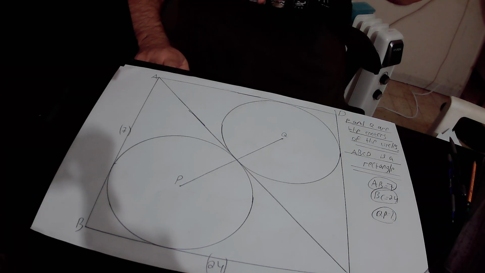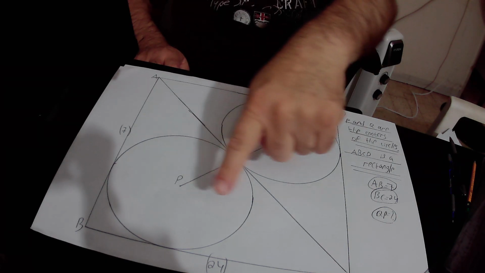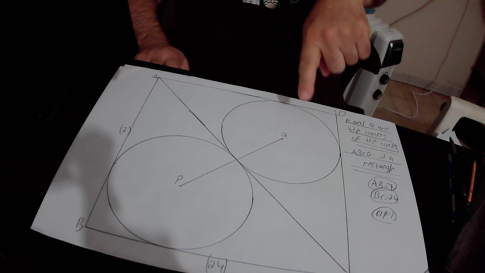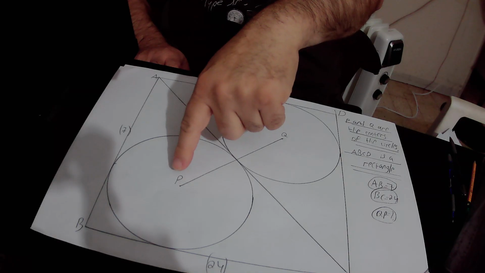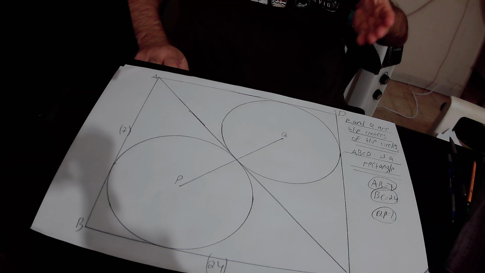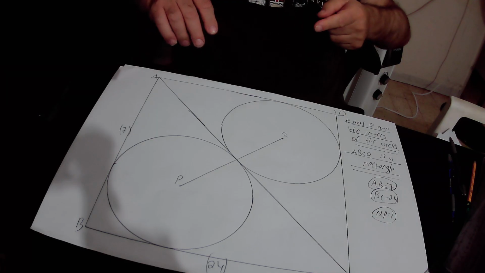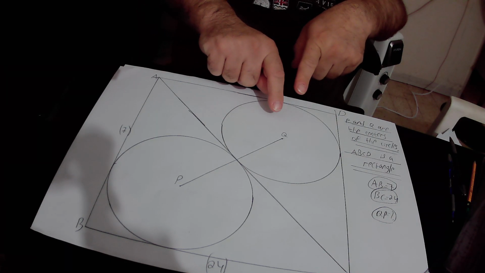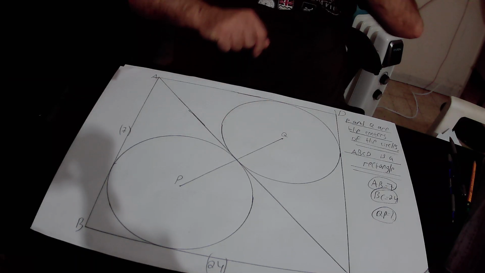Inside this rectangle we have those two circles. The center of this circle is here at point Q, the center of this circle is here at point P. Our mission is to find out the distance between the centers of those two circles, that is to say, the length of the line segment QP.